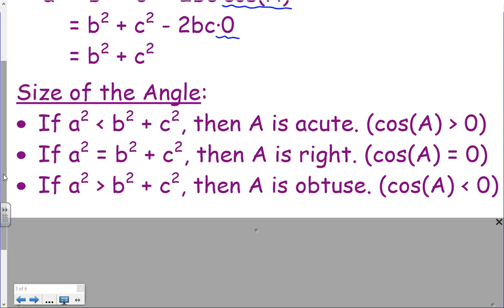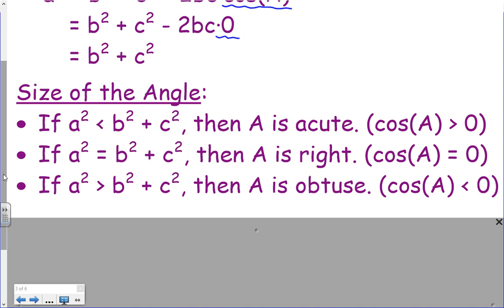And the third bullet there says that if a squared is greater than b squared plus c squared, then A must be an obtuse angle. Which of course means if you have an obtuse angle, you must have an obtuse triangle. You can only have at most one acute angle, one right angle or one obtuse angle. That's how we can say that about the last two bullets, but not the first one.